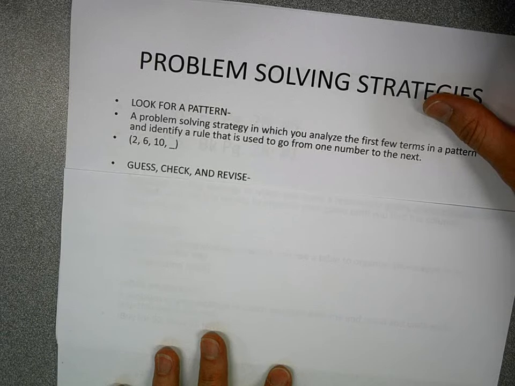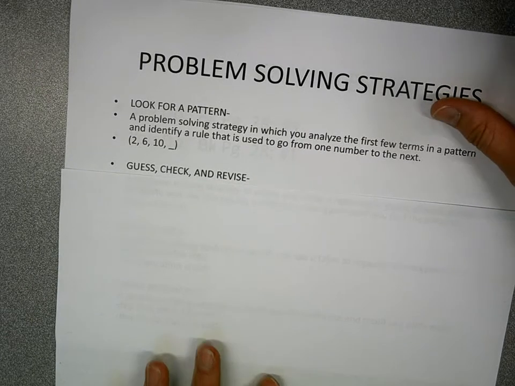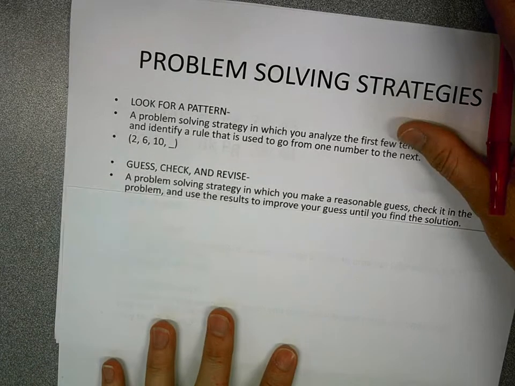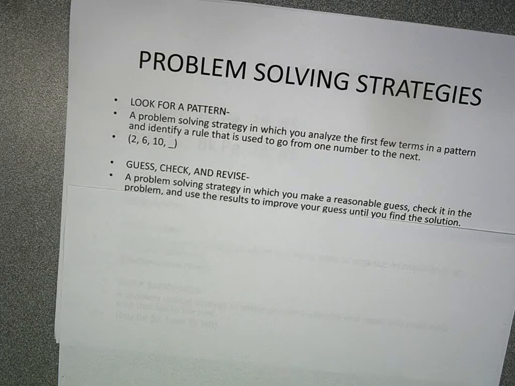All right, our next phrase is, I always learned it when I was younger as guess and check, but now they call it guess, check, and revise. Everyone? Guess, check, and revise. If it's some problem where you're plugging a number in, seeing if it works, and it doesn't, that's why they put revise in there. You don't want to just keep plugging random numbers in. You want to see what's happening, and so you strategically plug certain numbers in. And then you revise, change it, and do it again. The book says this is a problem-solving strategy in which you make a reasonable guess, check it in the problem, and then use the results to improve your guess until you find the solution.